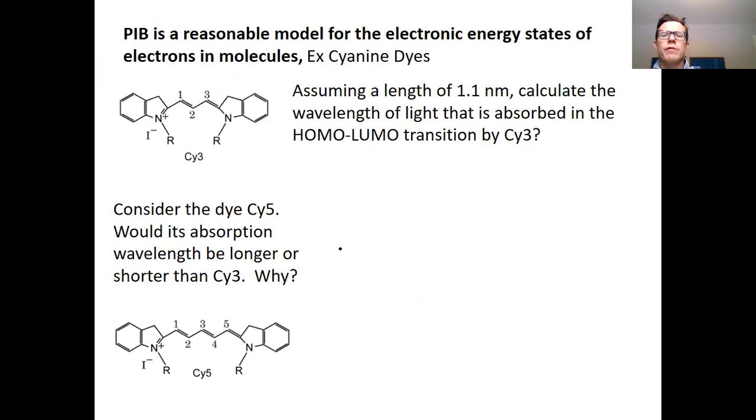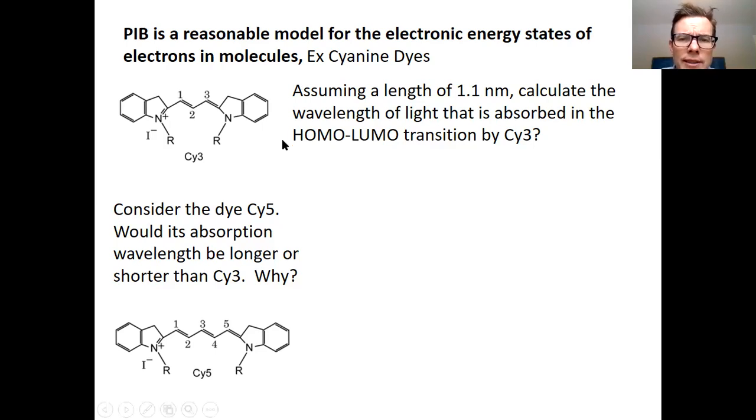We can use this to solve important problems. I'm not going to go through it in this video. It's on the worksheet. You should go through and do it. But it will turn out that the particle in a box model is a reasonable model for the electronic energy states of electrons in conjugated pi systems.